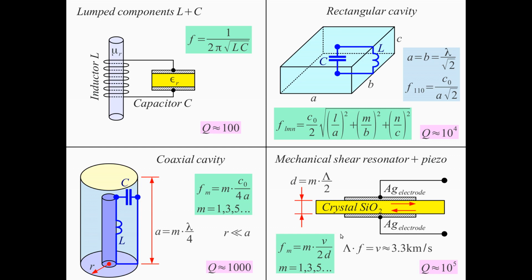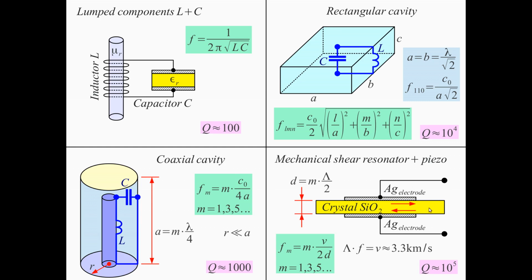Also, mechanical resonators have multiple resonances. The most simple formula is written here, where we no longer have the speed of light, but we have the velocity of shear sound waves in the quartz crystal. That's about 3.3 kilometers per second in quartz. Since this velocity is much smaller, the whole device can have much smaller dimensions than a rectangular cavity or a coaxial cavity for electromagnetic resonators. We can make this thing small with a huge Q of about 100,000.